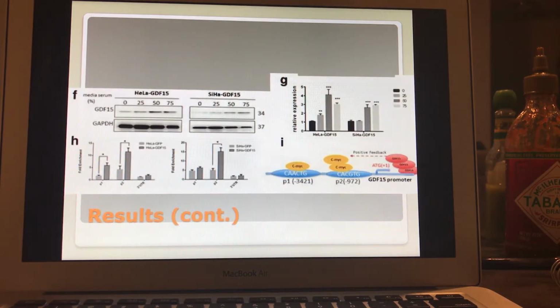Figures F and G illustrate that pro-GDF15 expression was further elevated after treatment with conditioned medium from GDF15 overexpressing cells and treatment with recombinant human GDF15. The authors speculated that there was a mechanism regulating the positive feedback of GDF15 expression. In figure H, a quantitative chromatin immunoprecipitation assay was applied to demonstrate that C-MYC recognized and bound the promoter to transactivate the expression of GDF15, and figure I demonstrated the positive feedback between GDF15 and C-MYC.